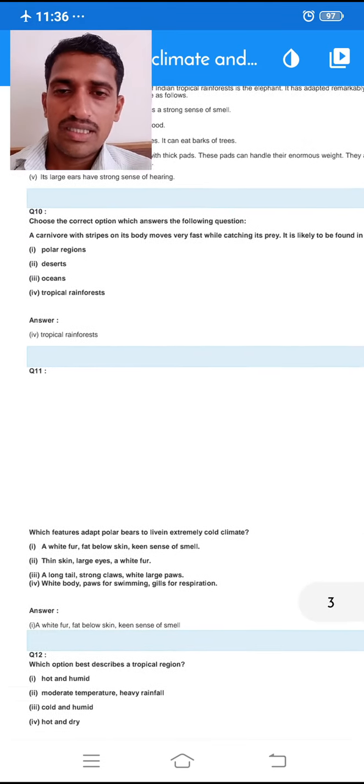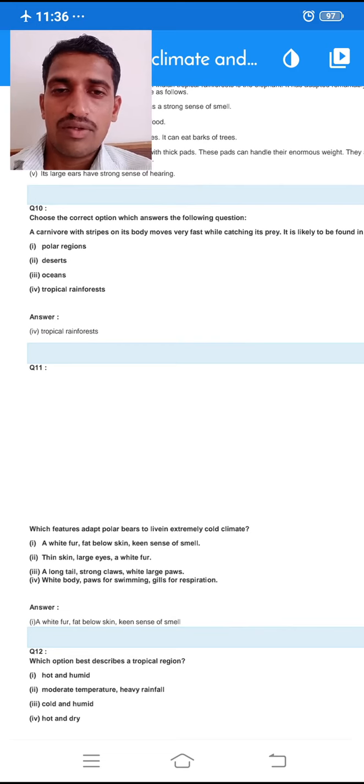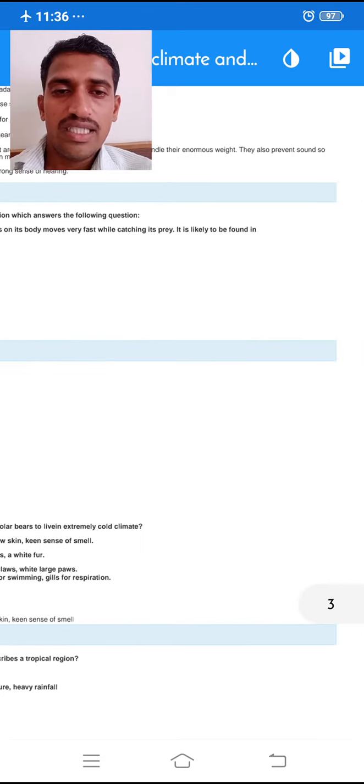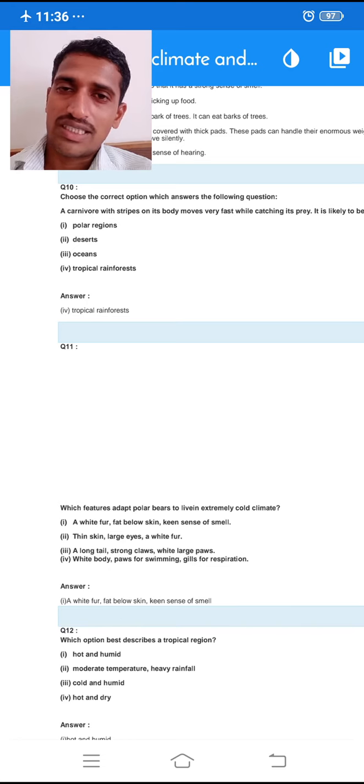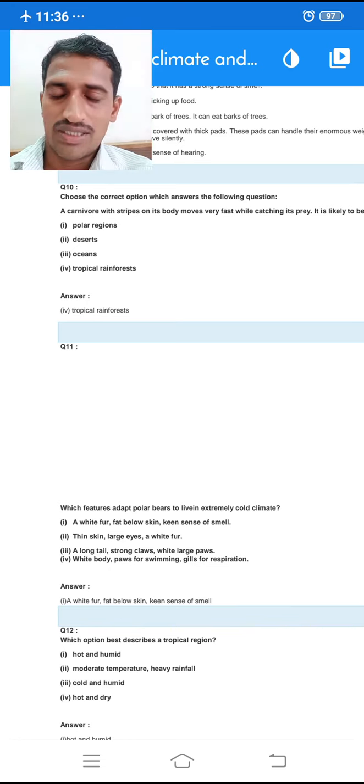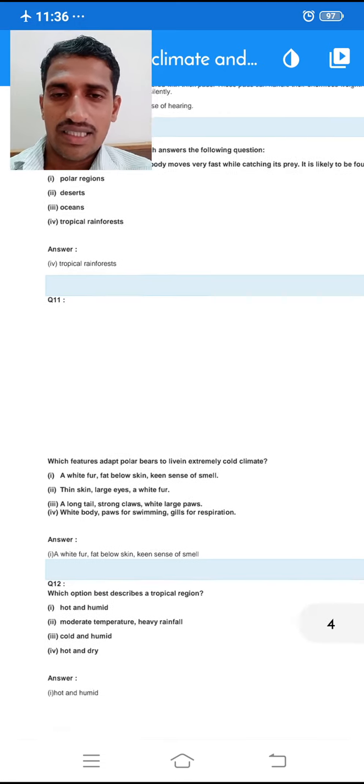Next, question number 10 is there. Choose the correct option which answers the following questions. So what is that question? Let's read it. A carnivorous animal with stripes on its body moves very fast while catching its prey. It is likely to be found in the dash. A carnivorous animal with stripes on its body runs very fast to catch its prey. So where is it found? It is found in tropical regions, for example, tiger, lion, etc.